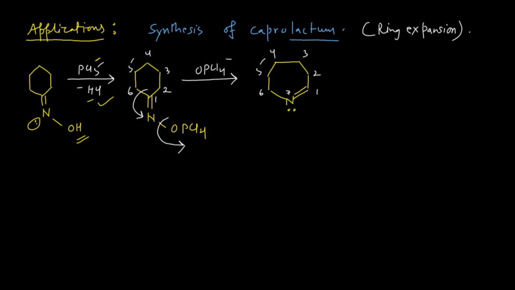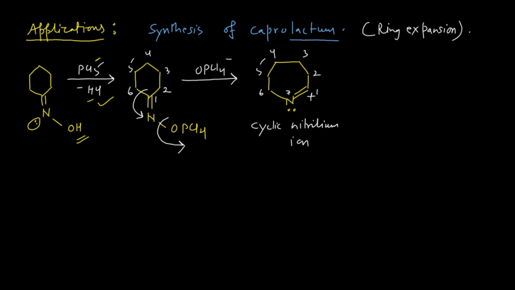And now you can see here, since this bond has broken from here and it has shifted here, that means your carbon number 1 has lost its bond. That means it is now trivalent. When it is trivalent, then you have to put a positive charge here. So it is kind of a nitrilium ion, a cyclic nitrilium ion. So I am writing here cyclic nitrilium ion, right? I hope this is quite clear now.